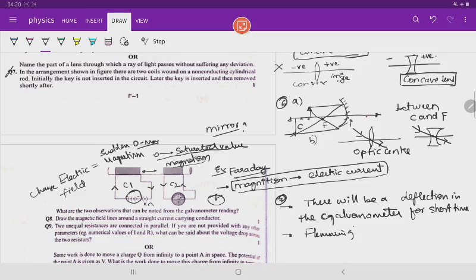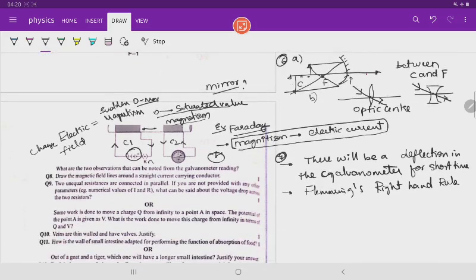Fleming's right hand rule. Go back and study what the right hand rule is again. Draw a mind map again. Next question. Draw the magnetic field lines around a straight current carrying conductor.